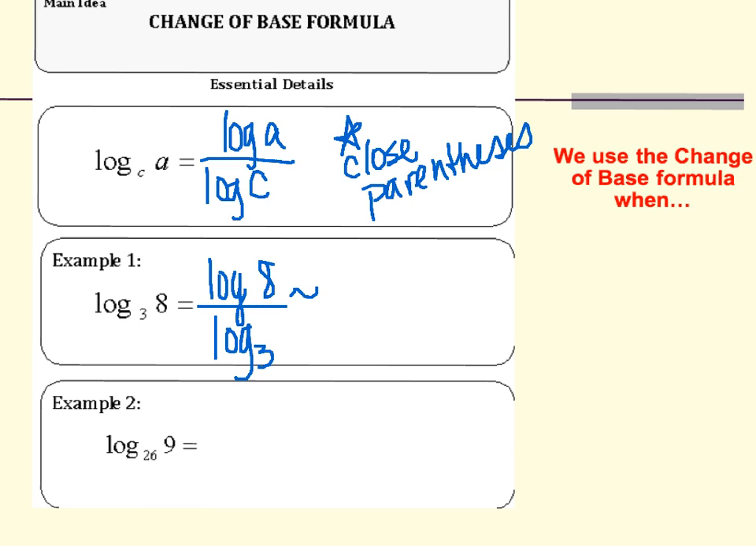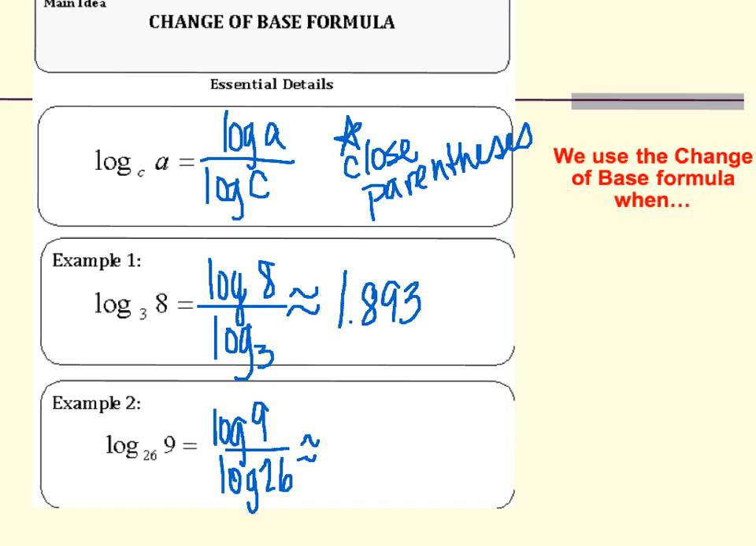Okay, you should have gotten about 1.893. And if you didn't get that, mess around with the parentheses in your calculator and try and figure it out till you do get that, because that's what you should have. For example 2, it would be log of 9 divided by log of 26, and again, pause the video and put this into your calculator. Okay, you should have gotten about 0.674. So if you didn't get that, again, mess with your calculator until you can get it, because you need to be able to get those correct answers.